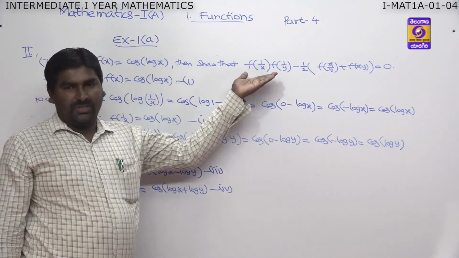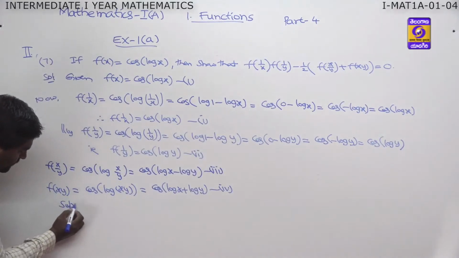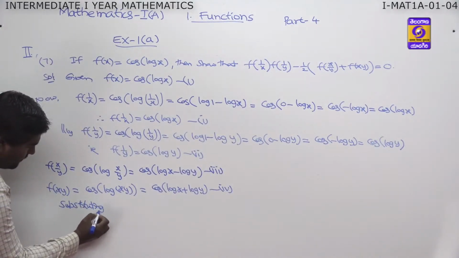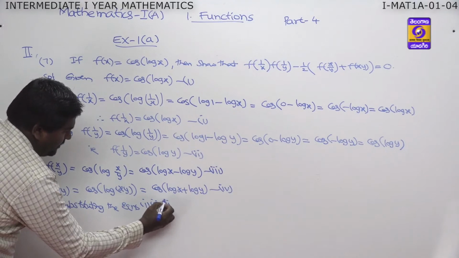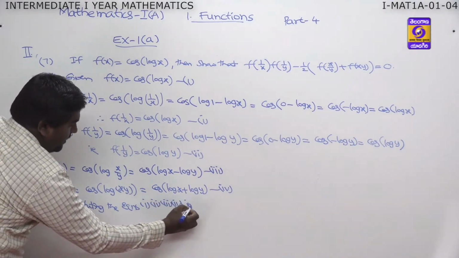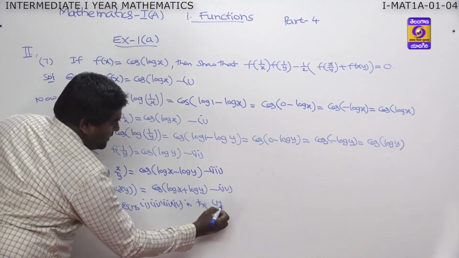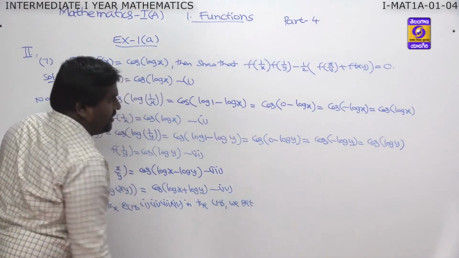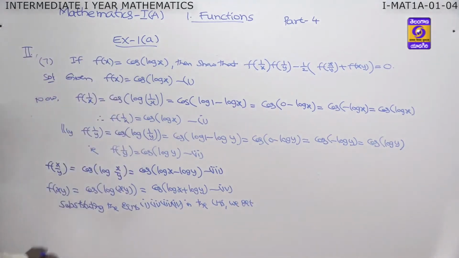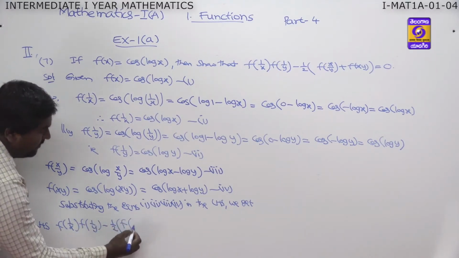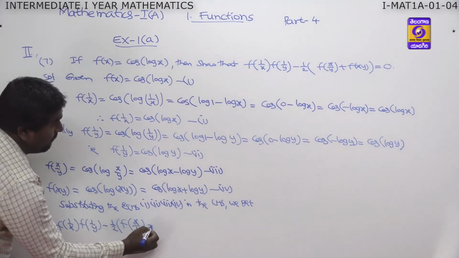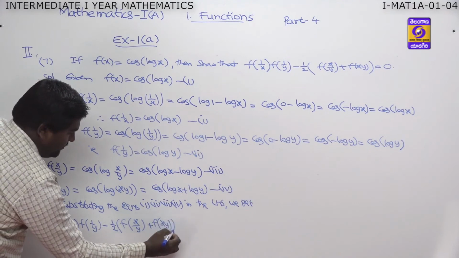Let us substitute these in this. Substituting the equations 1, 2, 3, 4 in the left hand side, what is the left hand side here? f of 1 by x into f of 1 by y minus 1 by 2 into f of x by y plus f of x into y.